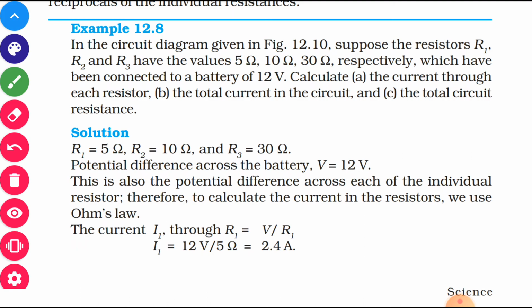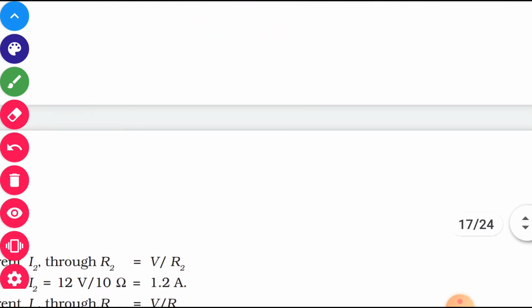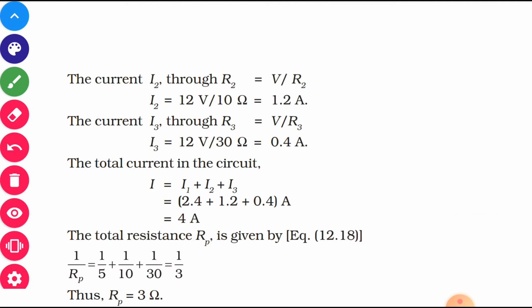So the potential drop across each resistor is voltage V, that is 12 volt. So I1 is equal to V by R1. What is the voltage across the first resistor? It is 12 volt only. So 12 upon 5 will give you 2.4 ampere. Similarly, other calculations can be done. V by R2 is the current through the second, and that will give you 1.2 ampere. Third will be 0.4 ampere, similarly 12 by 30. If you add all the 3 currents, then the total current flowing through the circuit, you will get 4 ampere.